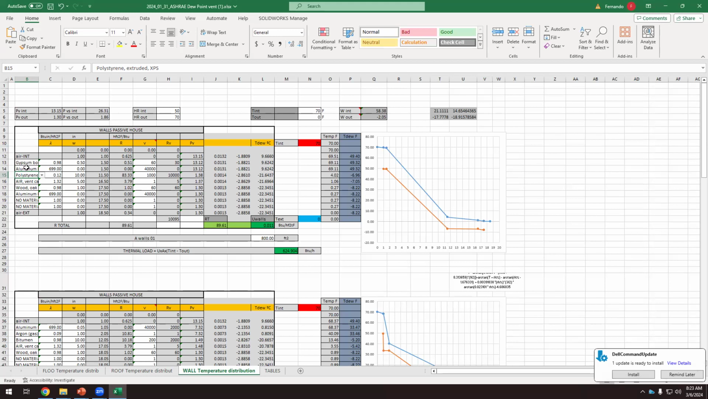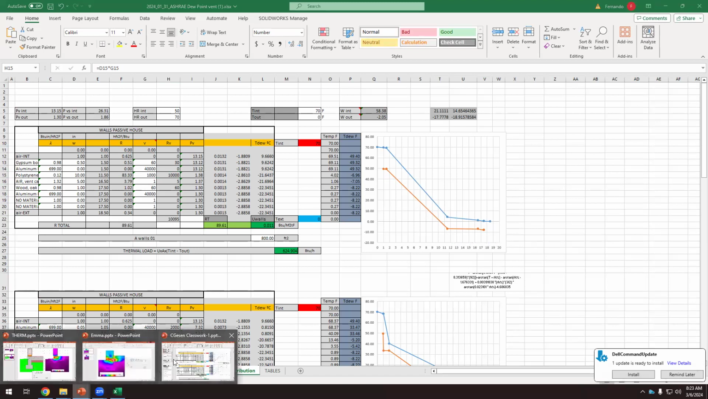So remember, here we don't have the aluminum. If in addition I have this, I will even reduce the condensation risk. But even if I don't have the vapor retarder with extruded polystyrene, I reduce the condensation risk.